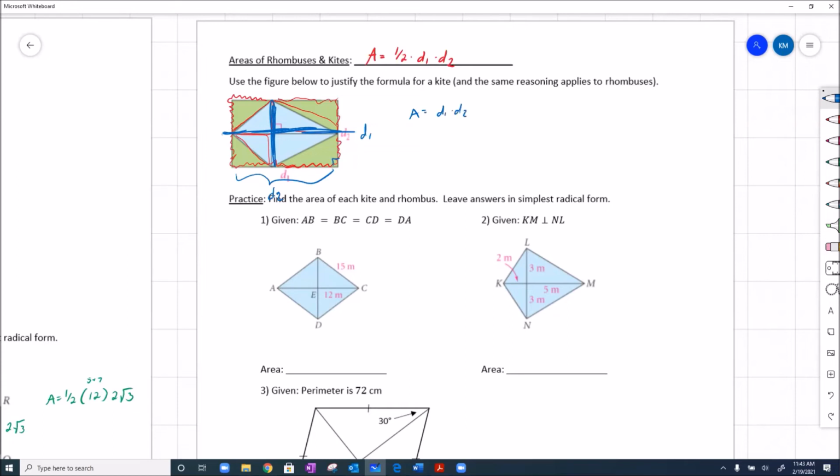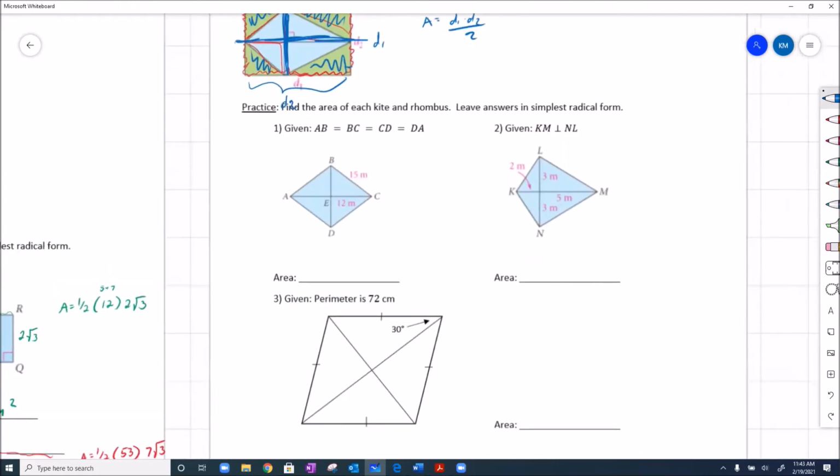That's of this parallelogram. But then you see, wait a second, all the green pieces aren't really a part of our kite. And it's half of the stuff. We divide it by 2. Okay, so area equals 1/2 diagonal 1 times diagonal 2, or area equals diagonal 1 times diagonal 2 divided by 2. Either way, same thing.